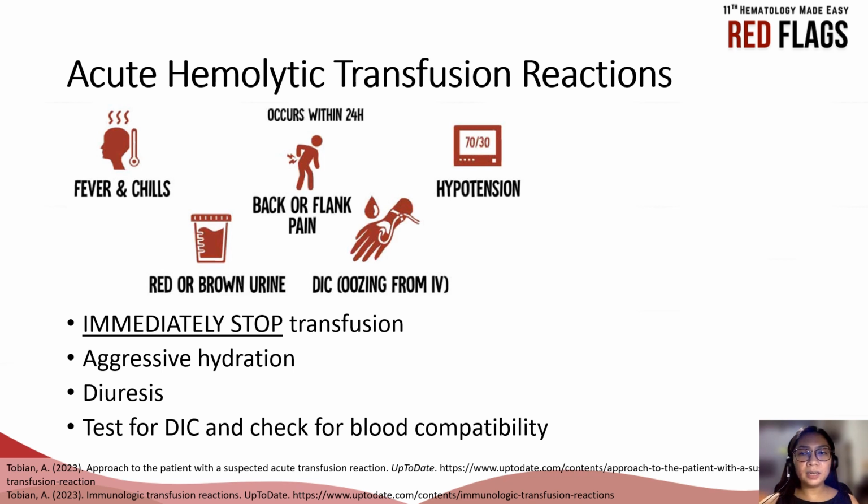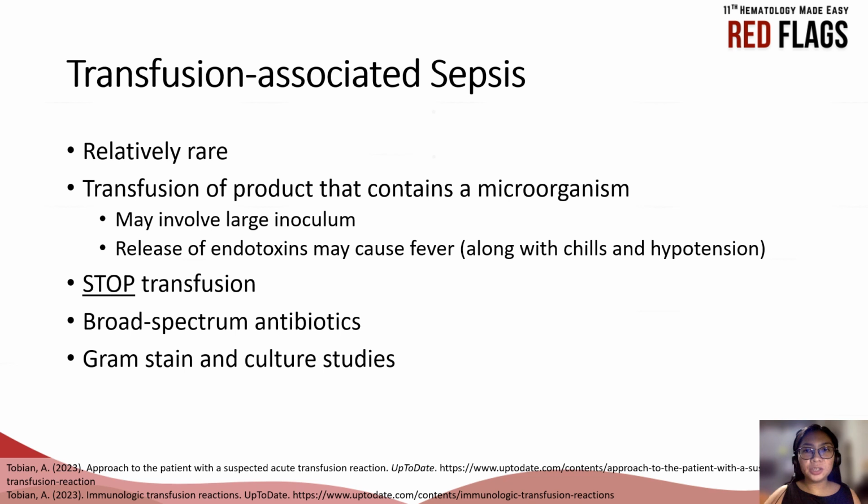Typical symptoms and findings include fever, chills, back or chest pain, and pink or red serum, plasma, or urine, although the full classic triad of fever, flank pain, and red urine is rarely seen. It is critical to immediately stop the transfusion and communicate with the transfusion service. This allows for appropriate record checking, which may prevent administration of a wrongly labeled unit to another patient. Treatment involves aggressive hydration and diuresis, and patients should also be tested for DIC, and additional tests for blood compatibility should be done. The next transfusion reaction is relatively rare.